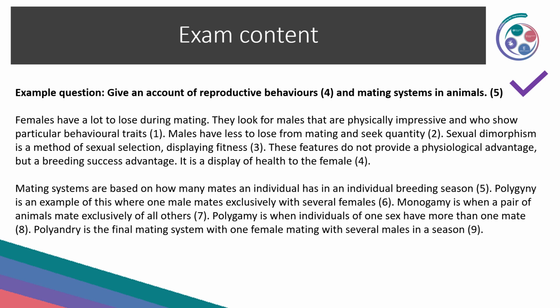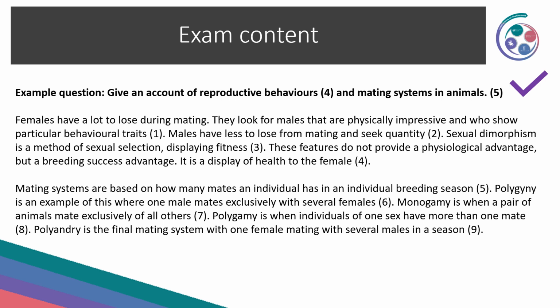So our 1st mark would come from saying how females are looking for physically impressive males and ones that show behavioural traits. That's the 1st mark. The 2nd mark comes from the males have less to lose and seek quantity of mating opportunities. Sexual dimorphism is a method of sexual selection displaying fitness. This is where the 3rd mark would come in for the reproductive behaviours. These features do not provide a physiological advantage, but a breeding success advantage, and it is a display of health to the female.